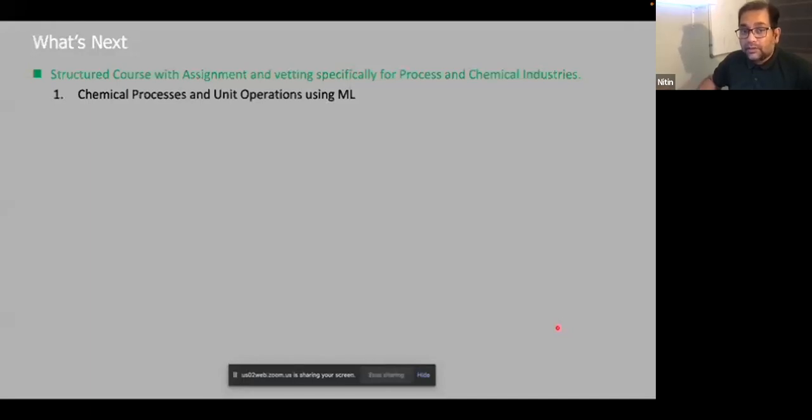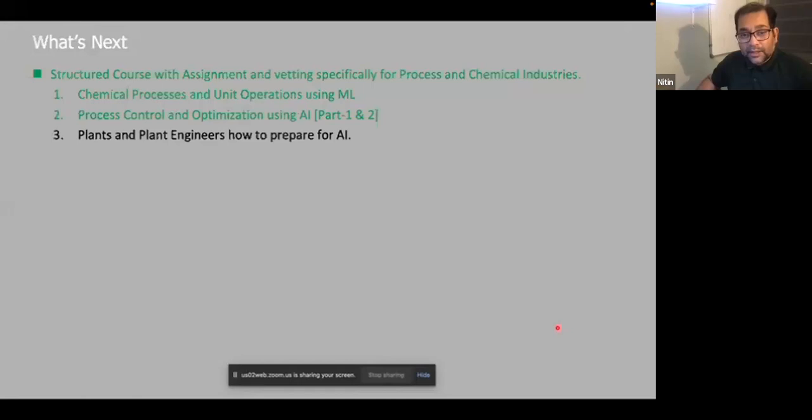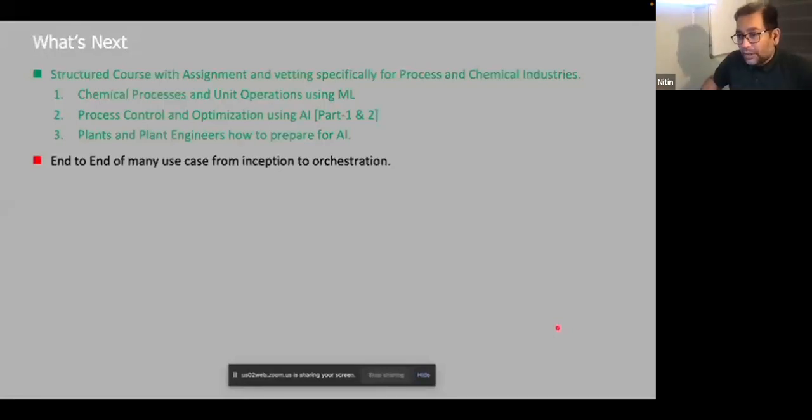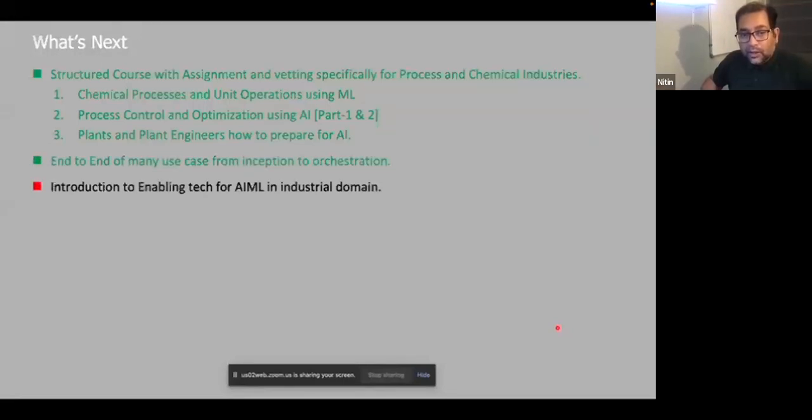So we are also saying that we will introduce chemical engineering, chemical process, and how ML is used in these processes. What is going to be the process control and optimization using AI? So that will be parts one and two. There will be plant and plant engineer, how to prepare for AI. So this covers not only chemical and process and controls, but also instrumentation engineers, mechanical engineers, civil engineers, and architects, to understand how AI is coming to their industry and bringing change for their career. Right. So this is going to use end to end many use cases from inception to orchestration, right? Starting from how to figure out modeling to how to put that model in production. Okay. Then how enabling tech for AI like cloud architecture and infrastructure or IT are actually giving you control over AI ML.